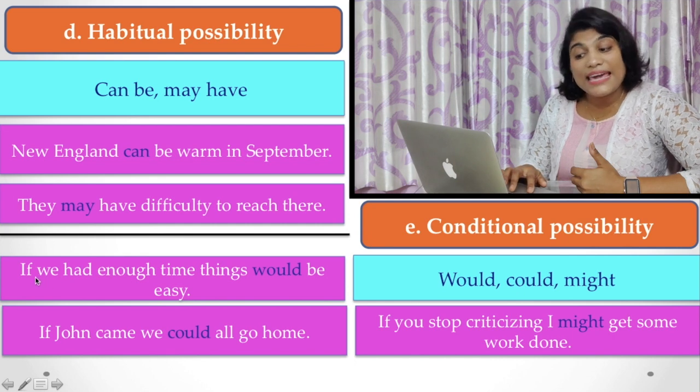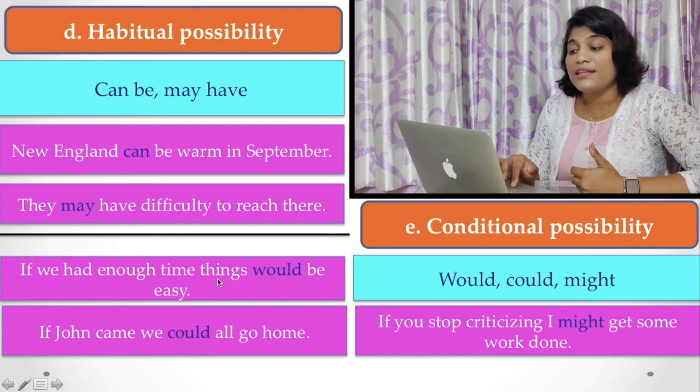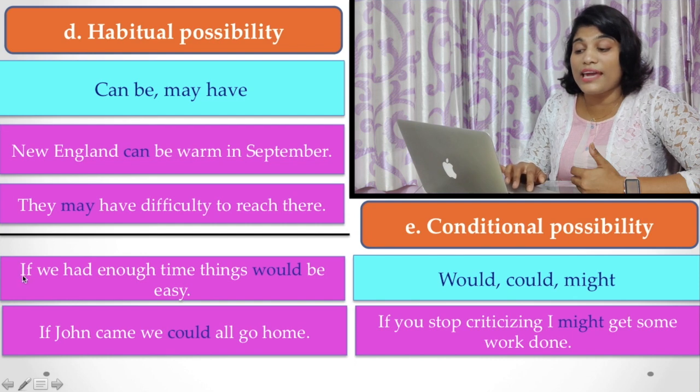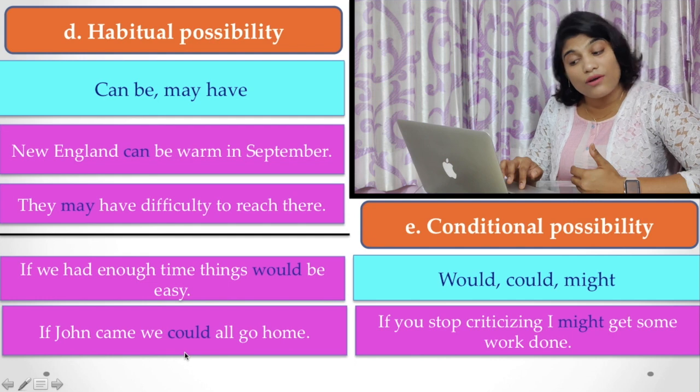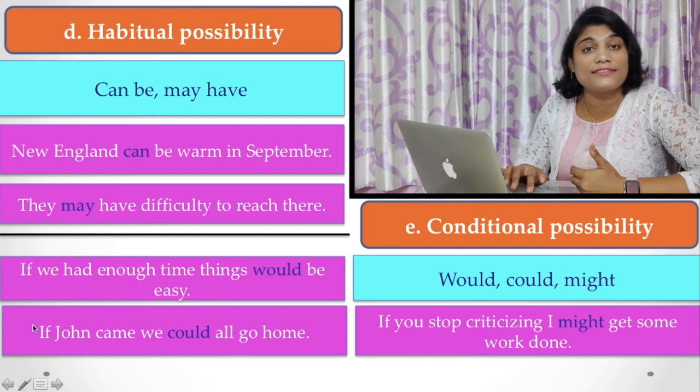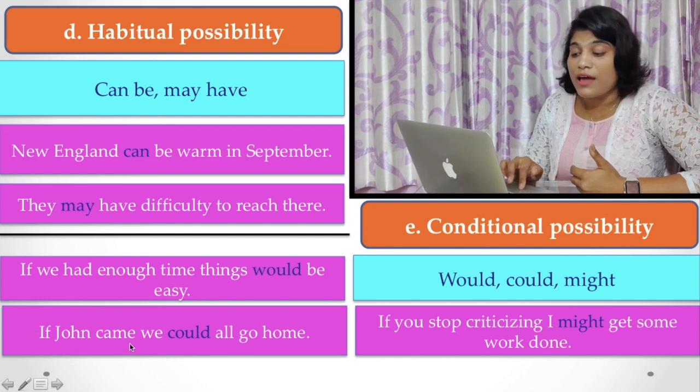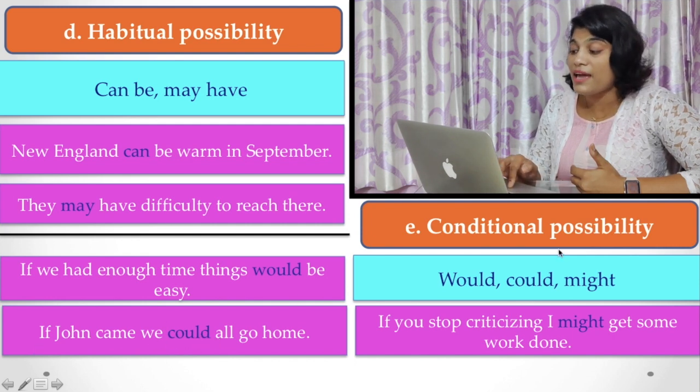For example, if we had enough time, things would be easy. Here, look, if we had enough time, this is a condition, then we have to use things would be easy. Here, in case of these conditional possibilities, we have to use modals like would. Similarly, if John came, we could all go home. Here also a conditional phrase is used, that is if, and if it happened, then you have to do that, and the modal is used like could.